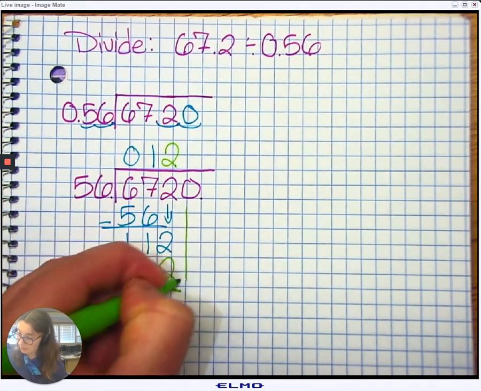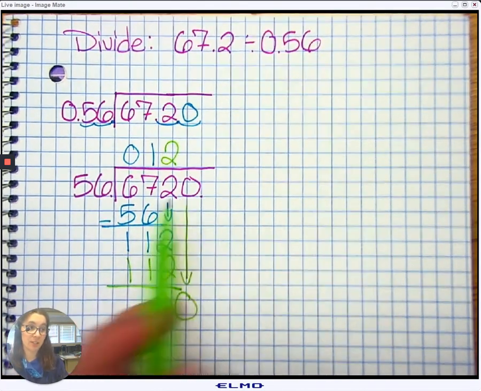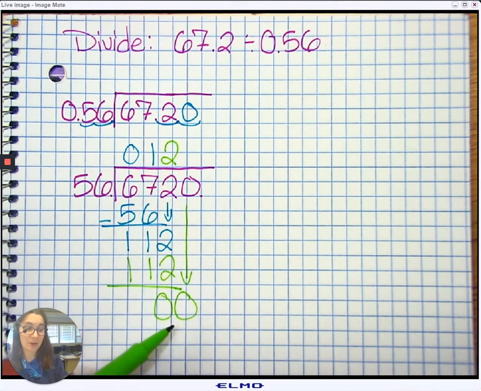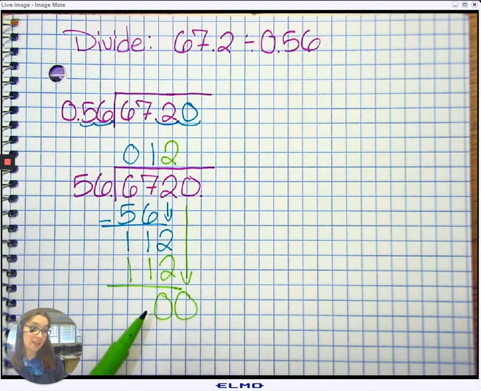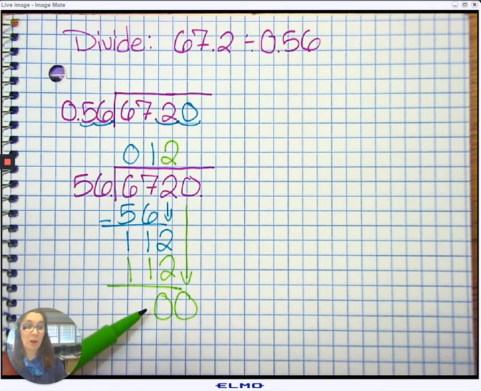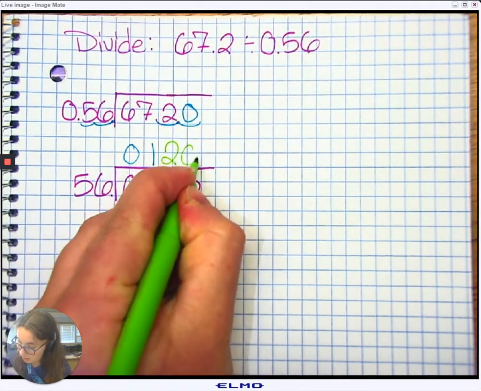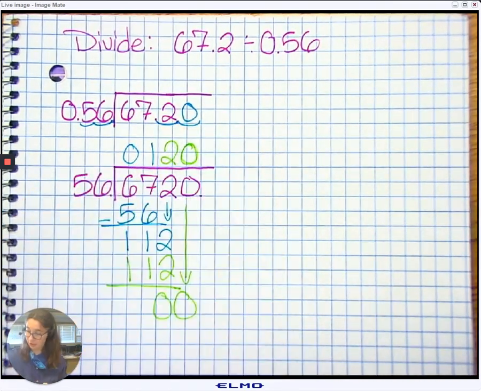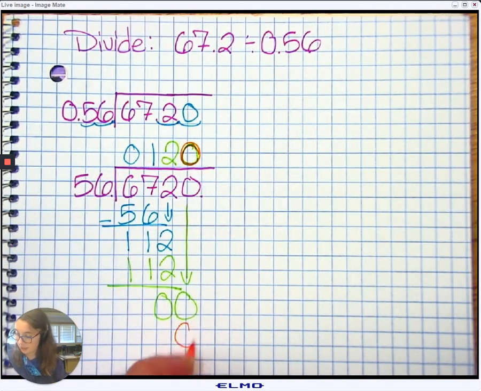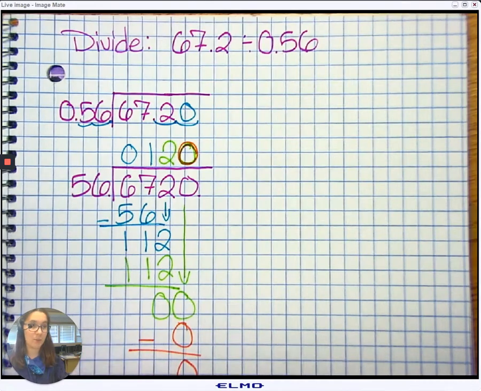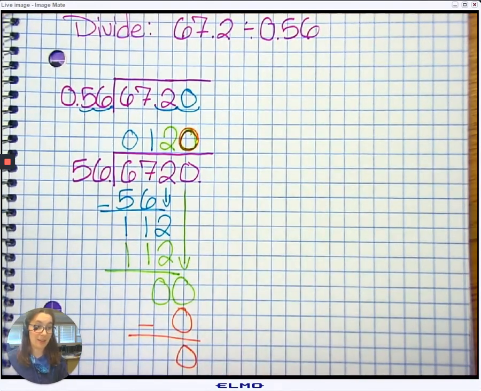Bring down my 0. Because I have to keep bringing down until I run out of digits. Even if I've got a 0, I have to keep bringing down until I run out of digits. Because I could have a number down here to bring down even if it's 0 here. 56 goes into 0. Well, it doesn't go into 0, so 0 times. 0 times 56 is 0. I'll subtract, get 0. And now I can stop because I have nothing else to bring down.